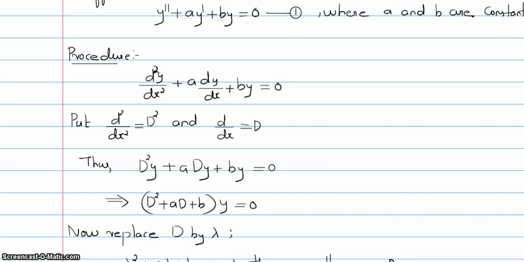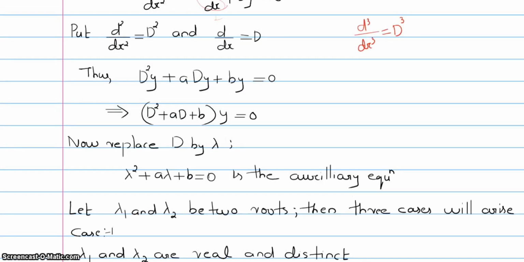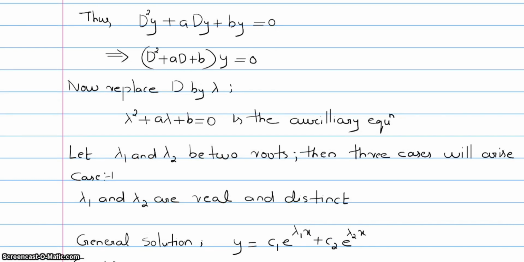I am rewriting y'' as d²y/dx² and y' as dy/dx. Then I write d²/dx² as capital D² and d/dx as capital D. If it contains another term d³/dx³, we can replace it as D³ like this. So the equation can be written as D²y + a Dy + by = 0. All three terms contain y as common, so taking it outside, we get (D² + aD + b) y = 0.